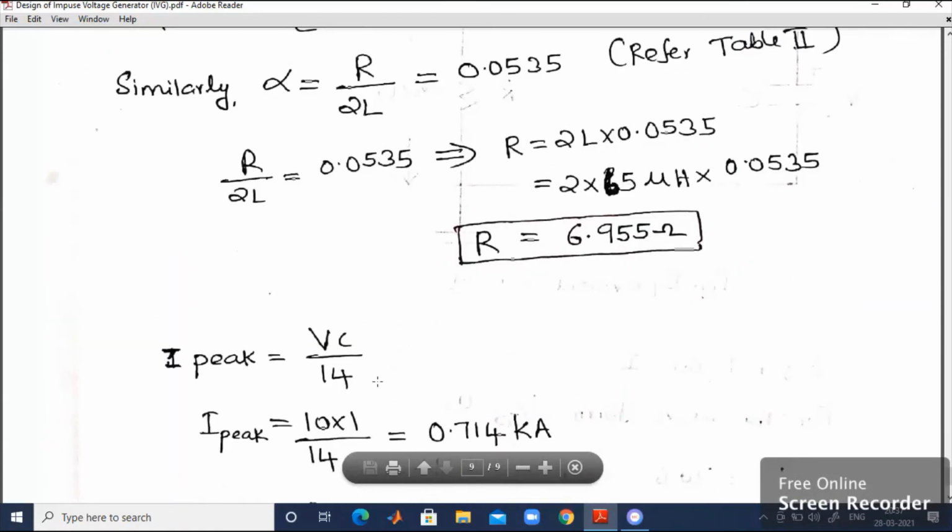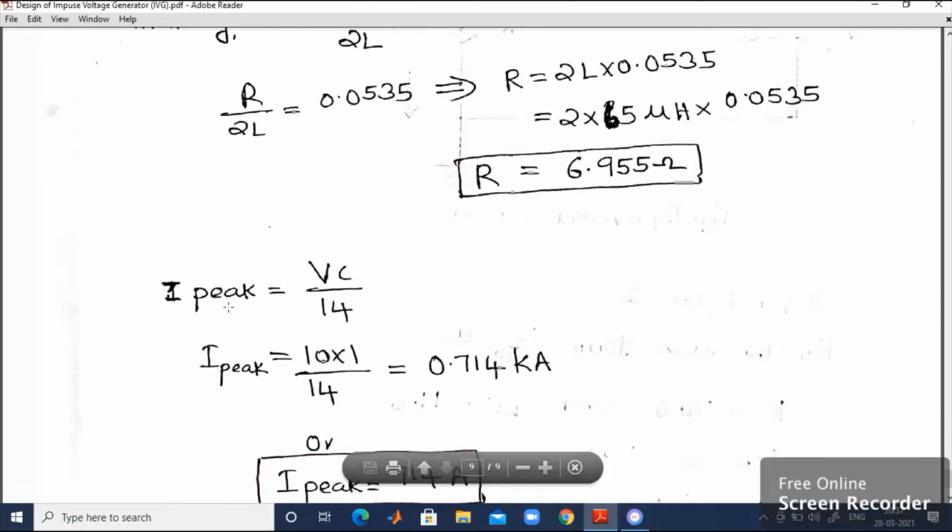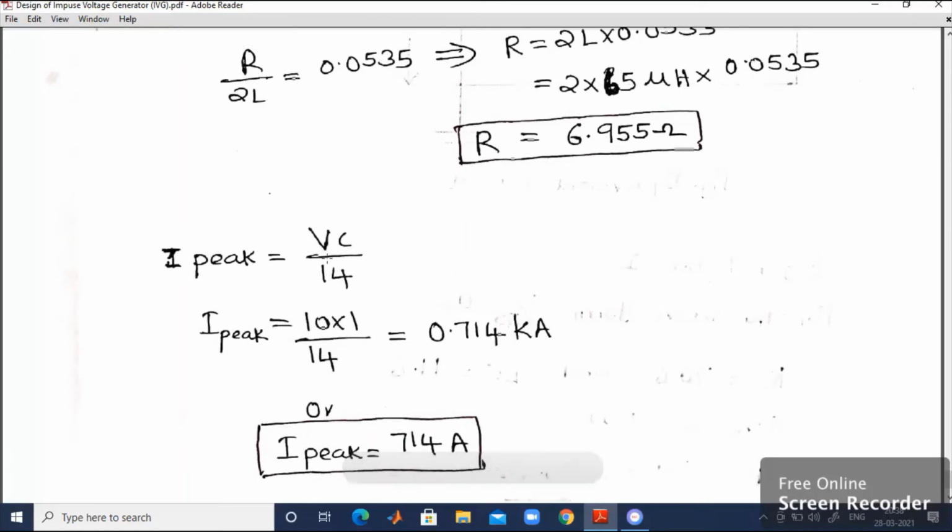The third parameter is I peak. What is the peak value of current? The peak value of current expression is given by Vc upon 14. So this is a standard expression concerning the impulse generator. Please do note down this expression. I peak is equal to Vc upon 14. Now, from this expression, we can say that Vc by 14 is equal to I peak.